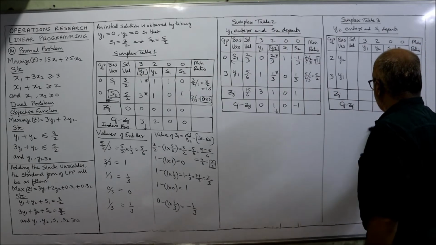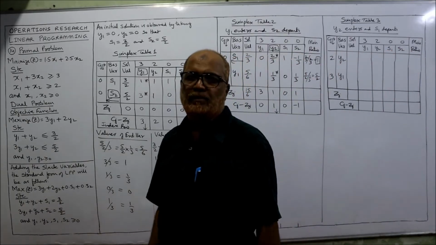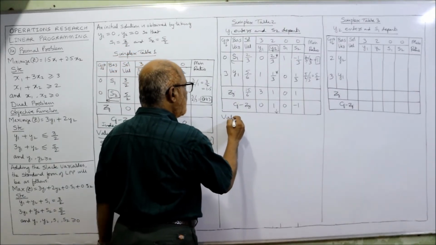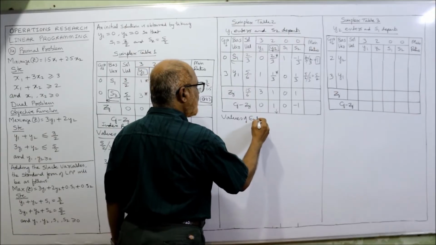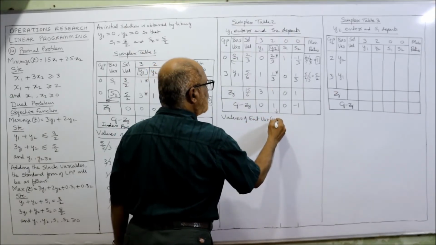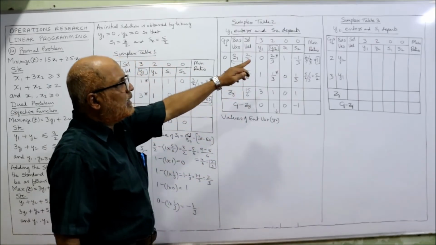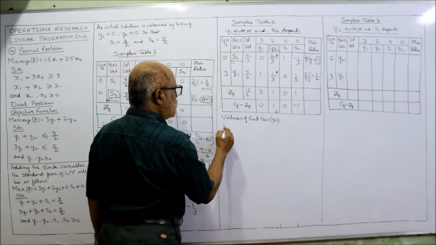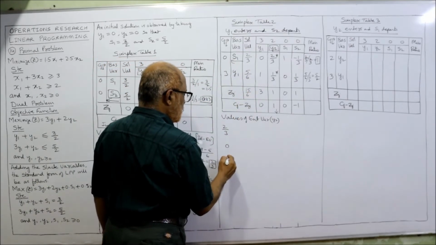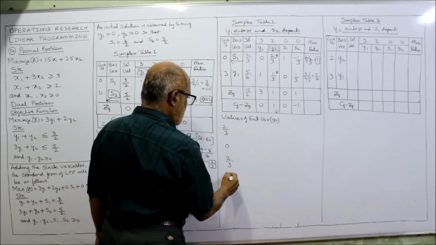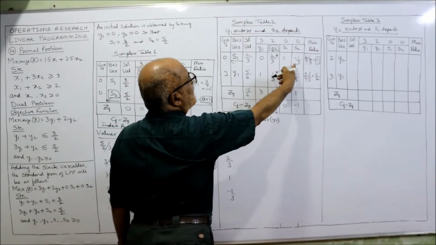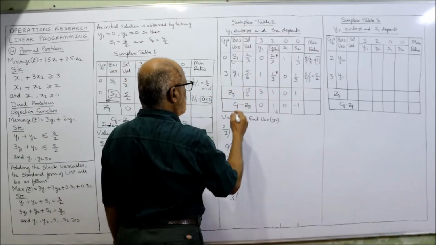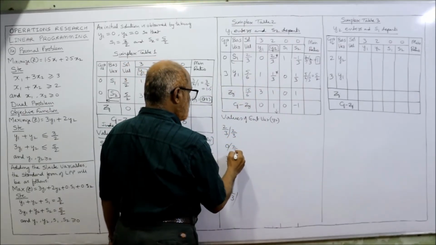Now again we have to find out the values of the entering variable. As usual, how we have done in the previous table. Now, values of entering variable. Entering variable is Y2, equal to values of departing variable divided by intersectional element. Which is the departing one? S1. So S1 values are 2 by 3, 0, 2 by 3, 1, minus 1 by 3. These are the values of the departing variable divided by intersectional element. Which is the intersectional element? 2 by 3.